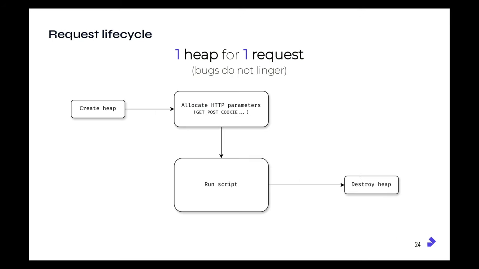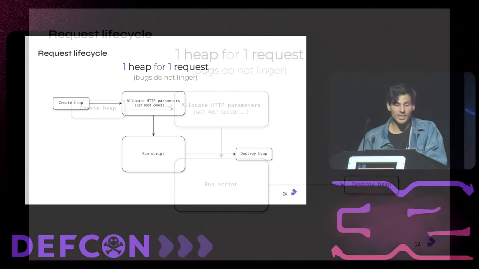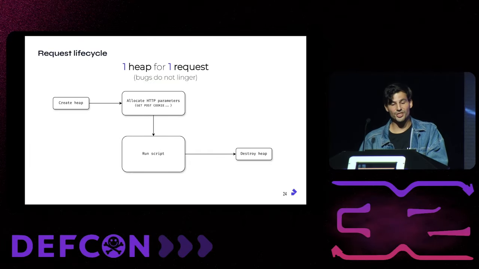So the PHP heap looks very, very easy to exploit, right? There's no metadata, it's page-based, there's absolutely no protections, it's really easy to understand. So why is it that there are not that many remote binary exploits? Well, to me, the main problem is that PHP has a one heap per request policy.